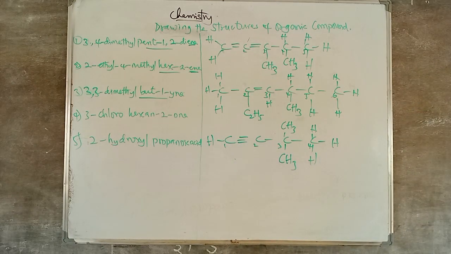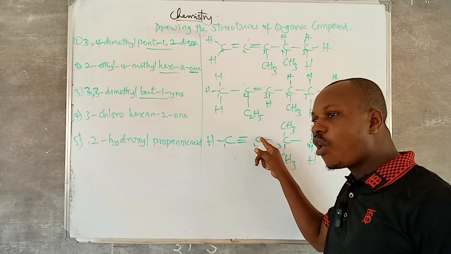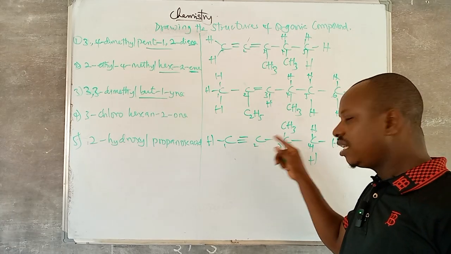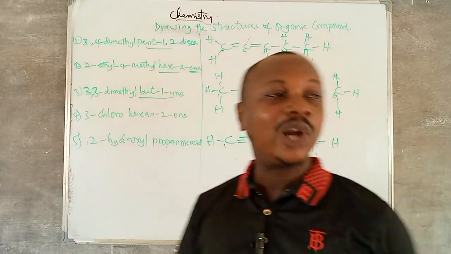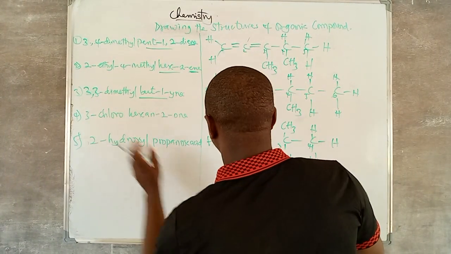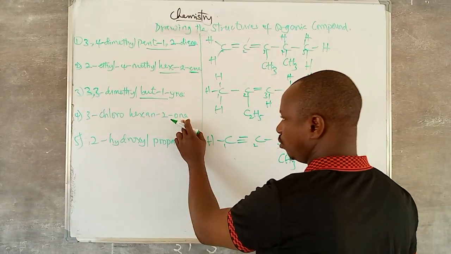We are done. Don't make the mistake of putting any hydrogen there, because this carbon, the four bonds are complete: 1, 2, 3, 4. If you make the mistake of putting hydrogen here, I'm not the one that taught you that. Always obey all the rules. That is it. Now, the fourth one, 3-chlorohexan-2-one.